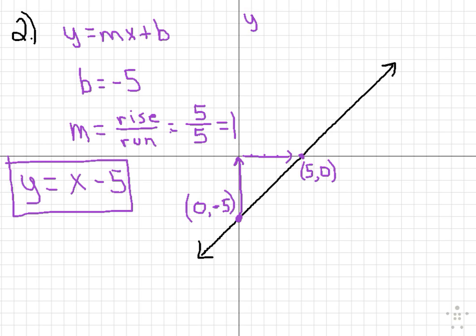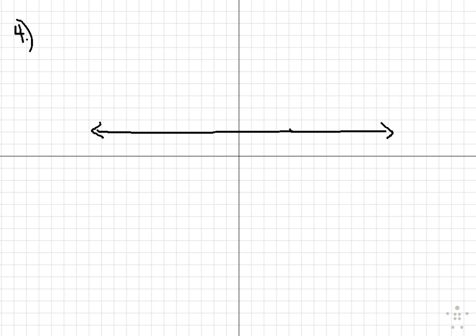Now let's take a look at question number 4. Question number 4 looks like this. This is a horizontal line. And so again, slope-intercept form is y equals mx plus b. And the b is your y-intercept. So where does it cross the y-axis? Well, it crosses right there, at the point 0, 2. So my b is 2. So I've already figured that out by just looking at the graph.